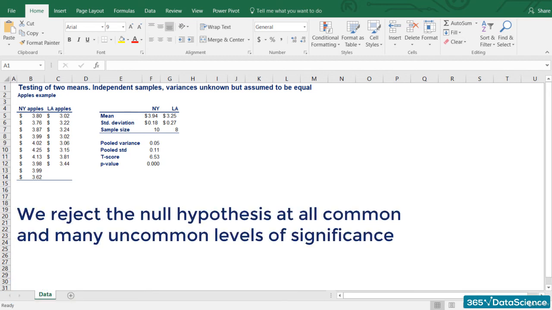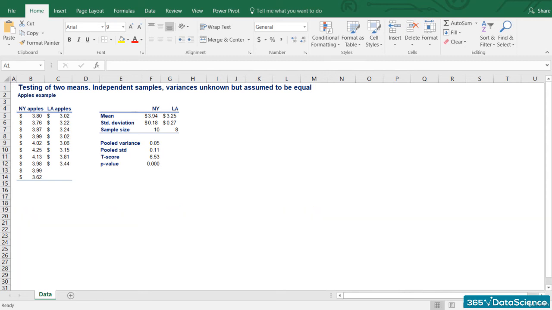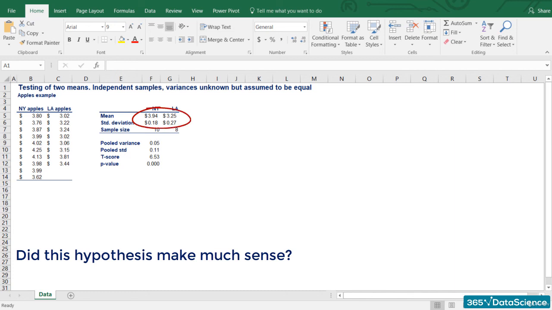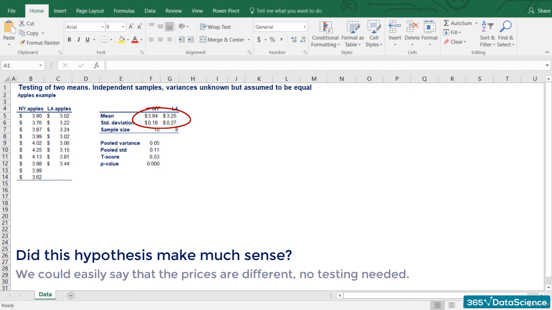Therefore, we reject the null hypothesis at all common and uncommon levels of significance. There is strong statistical evidence that the price of apples in New York differs from that in LA. But such an extreme result may also mean that the hypothesis is pointless or poorly designed. From the mean values of 3.94 and 3.25, and with such small and close standard deviations of around 0.2, we could easily say that the prices are different, no testing needed.